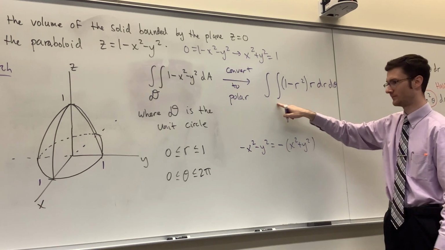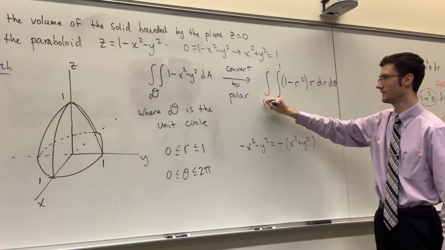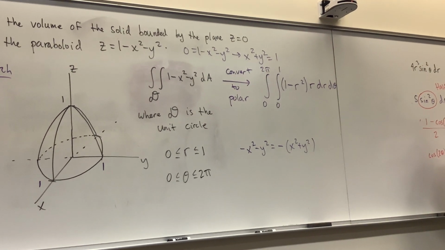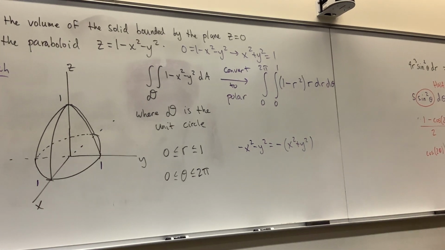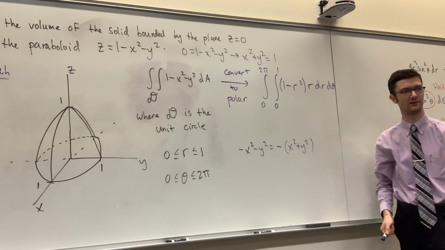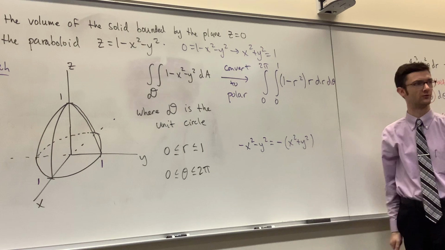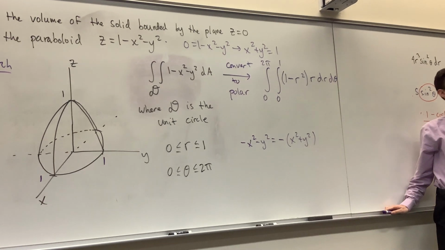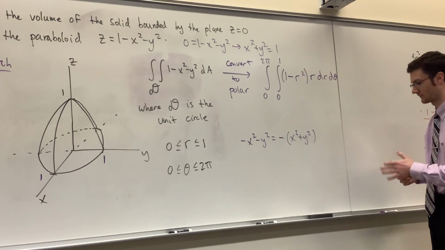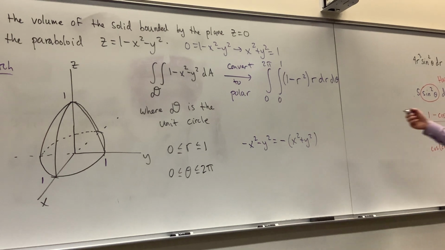r runs from, yep, theta runs from, yep. So that's our setup. Now this integral is just going to be some polynomial in r. You're going to be integrating r minus r cubed. So the integration here should be fairly straightforward. I know that you can all carry that out, so for the sake of time, we don't have to go through it. You actually get pi over 2.